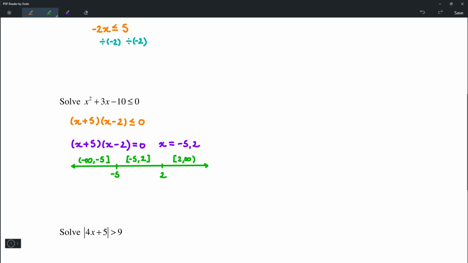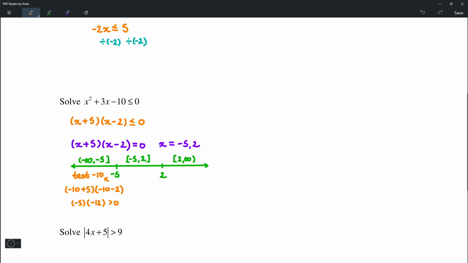Now, if we were to choose test values for each part, for the left-hand side, we can choose any number that's less than negative 5. So let's say we test negative 10. By substituting negative 10 into the inequality, we have negative 10 plus 5 times negative 10 minus 2. So then we have negative 5 times negative 12, which is greater than 0. So this part wouldn't be part of the solution.